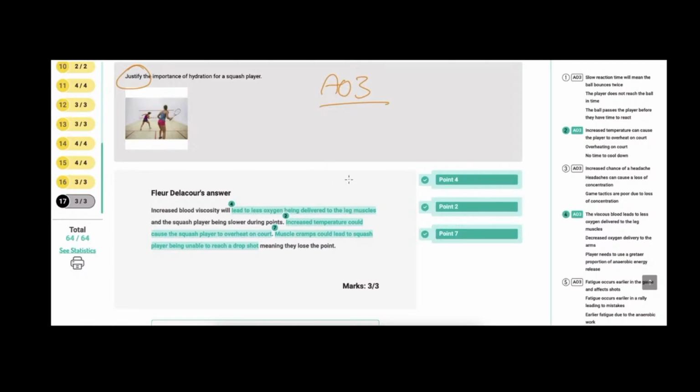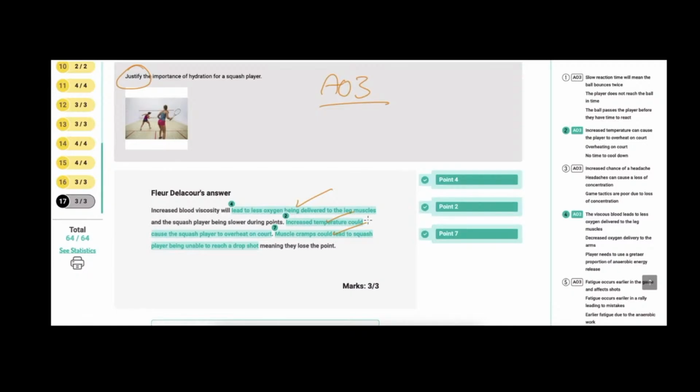It leads to dehydration, or in this case, increased blood viscosity would lead to less oxygen being delivered to the leg muscles, and that would mean that they were slower during points. It would increase their temperature, which could cause the squash player to overheat. And muscle cramps could lead to the squash player being unable to reach a drop shot.